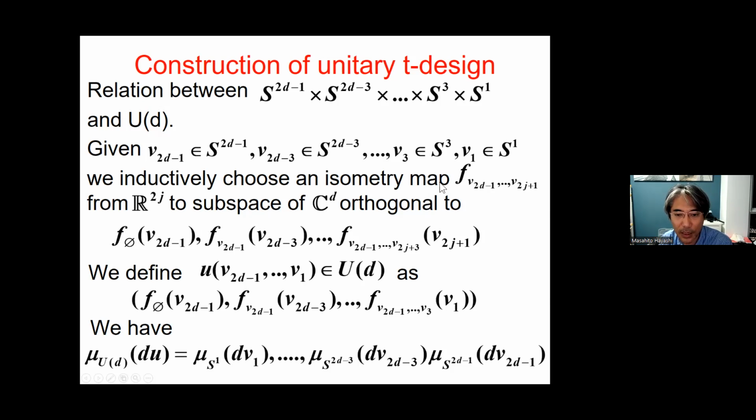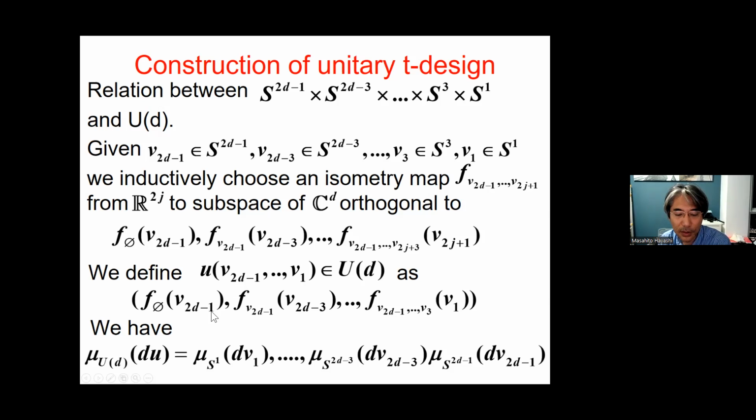Then the third one is similar. We need to consider R^(D-2), maybe, to C^D, such that the image is orthogonal to this one and this one. So using this inductive method, you need to define these isometric maps. Using these isometric maps, finally we need to define this unitary.